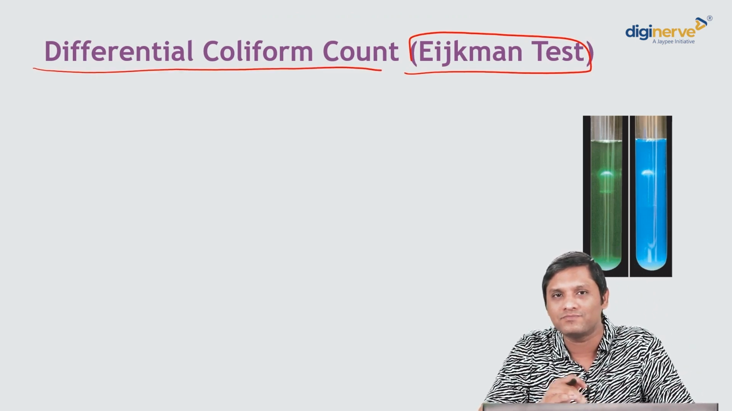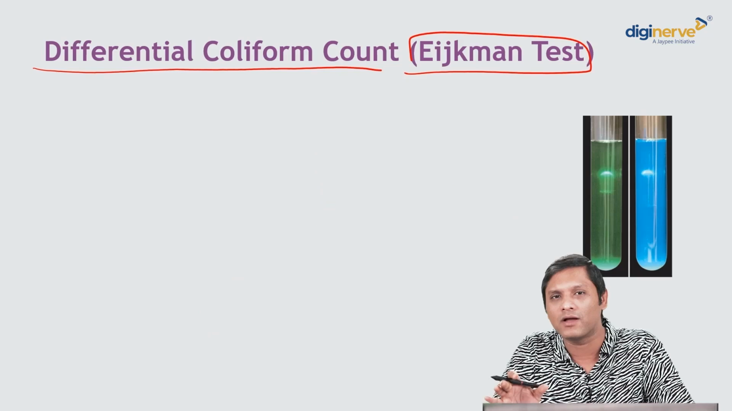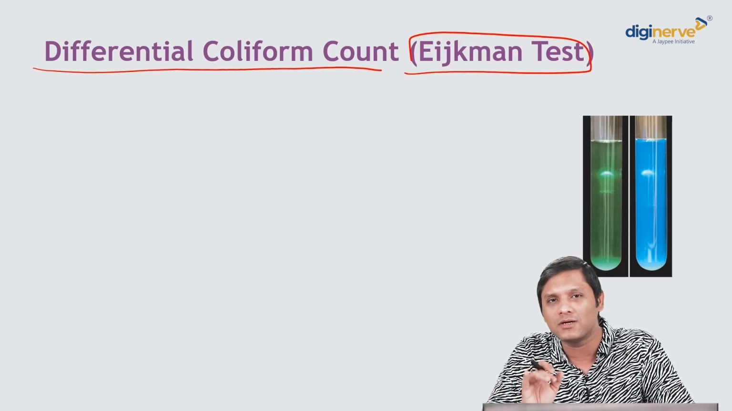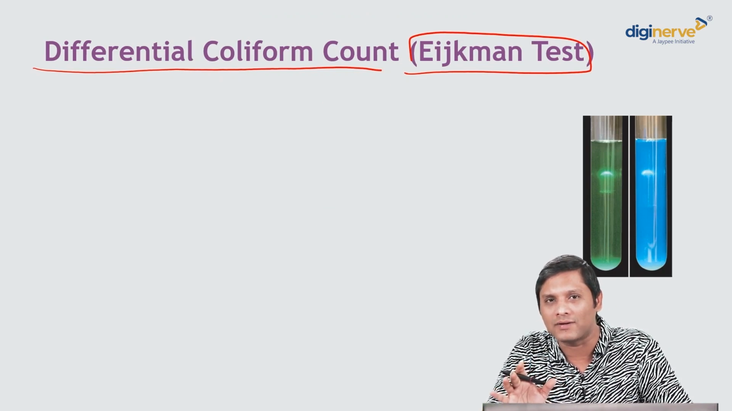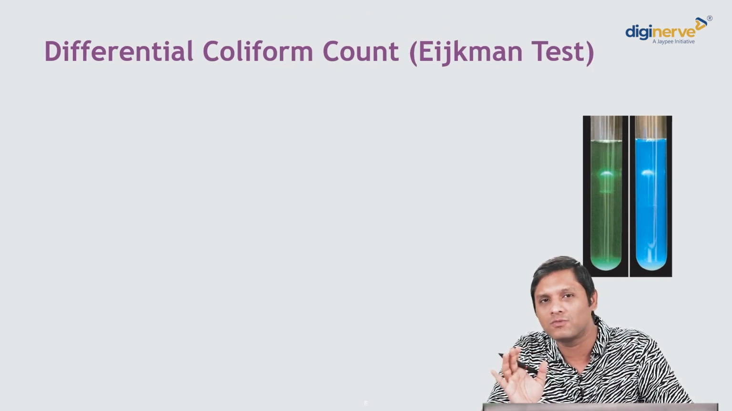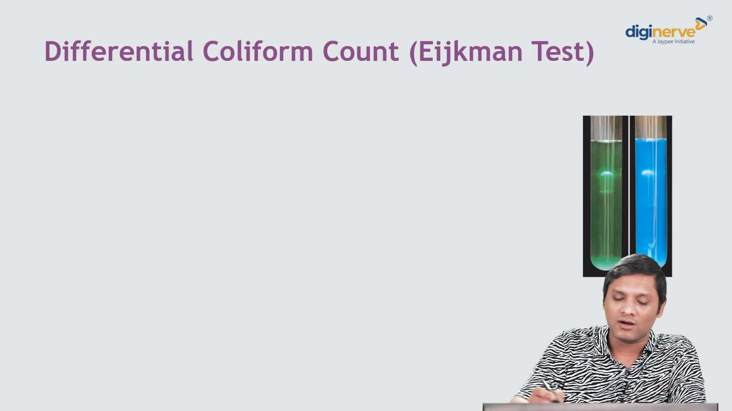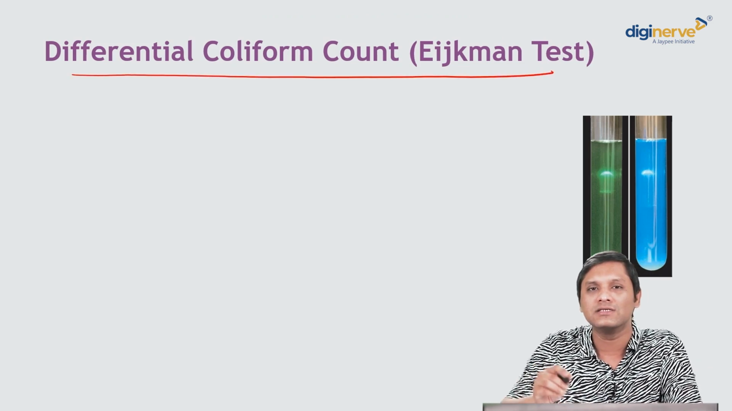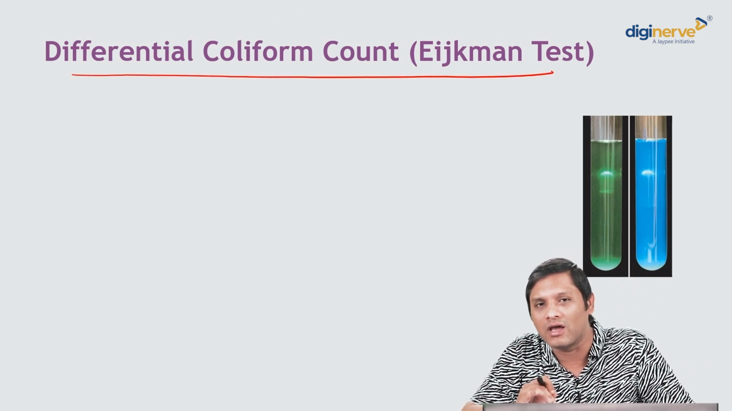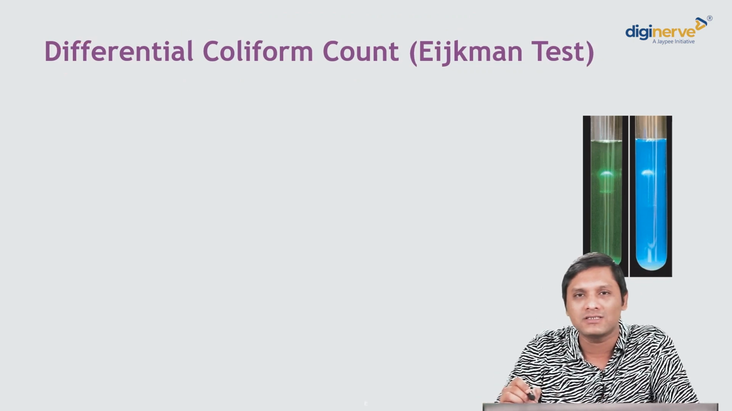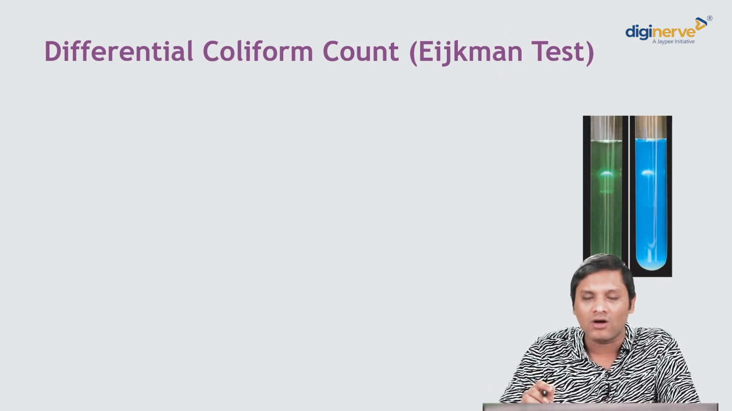In this method, it is a continuation of the multiple tube method. First, in the multiple tube method, you will have yellow coloration of the MacConkey purple broth. Then you will know that presumptive coliform organisms are present. You can also calculate the most probable number. Then you have to go for identification of the organism, to know whether it is thermotolerant E. coli or not, and that is done by a method called the Eijkman test or differential coliform count.